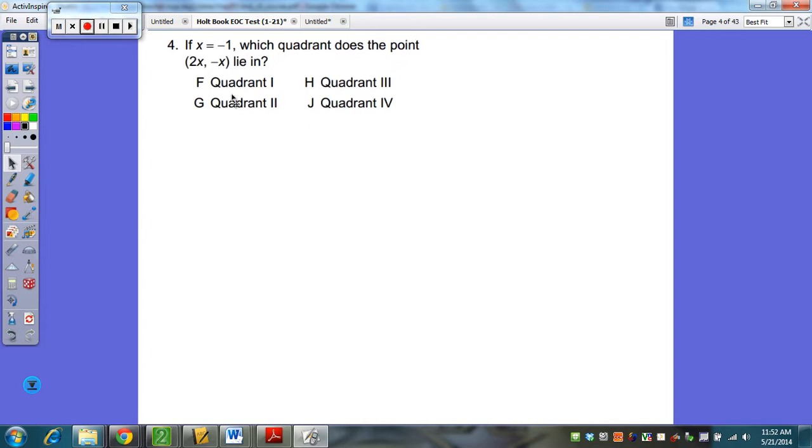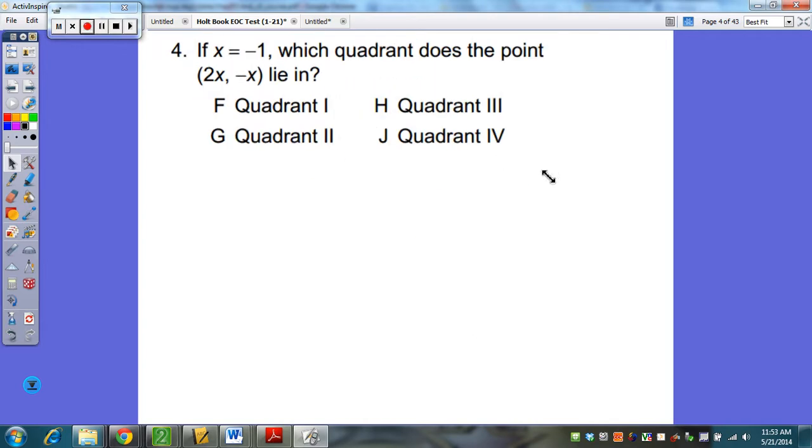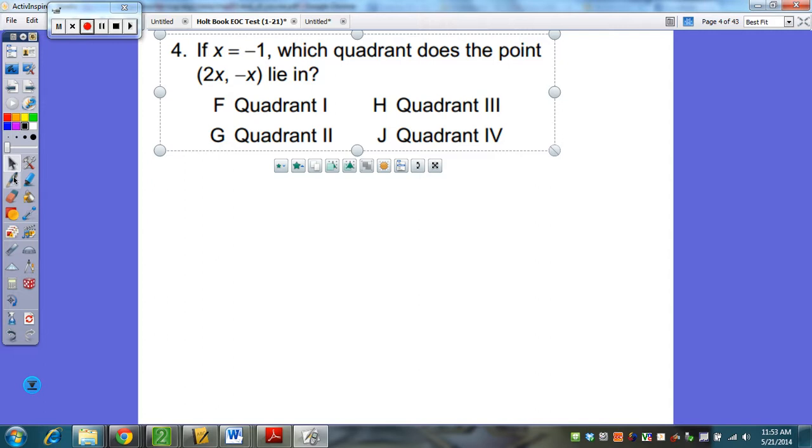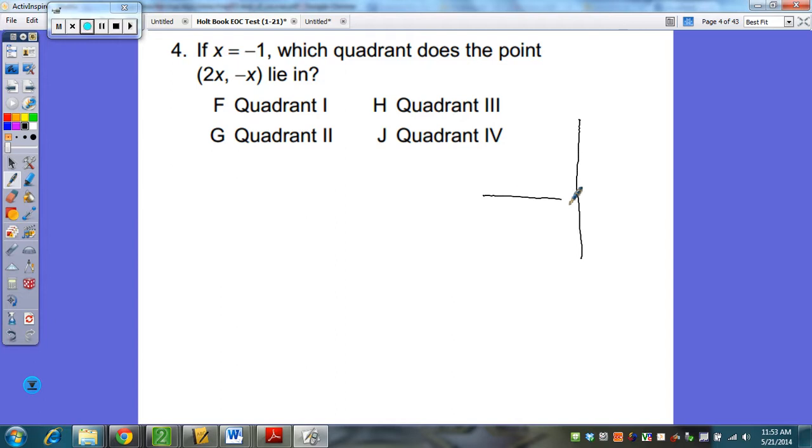Okay, so we have to remember that on a graph, we have our x and y axis. Okay? This is our y-axis, this is our x-axis. And so again, we have quadrants to this. So we have a first quadrant, a second quadrant, a third quadrant, and a fourth quadrant.